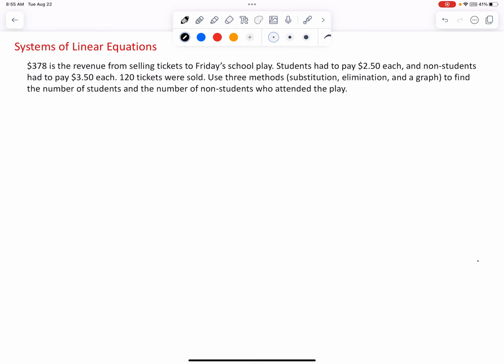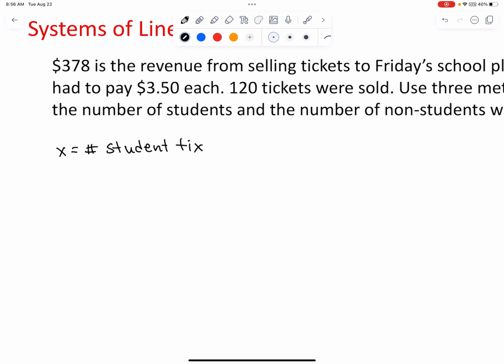So we use variables or unknowns to represent these two quantities. It doesn't really matter which letters you pick, but I'll go with X and Y. Let's begin with X representing the number of student tickets, and Y will be the number of non-student tickets. All right, the first equation we must write will account for the total number of tickets. We'll call it the ticket equation. We know that the number of tickets X plus the number of tickets Y should equal 120.